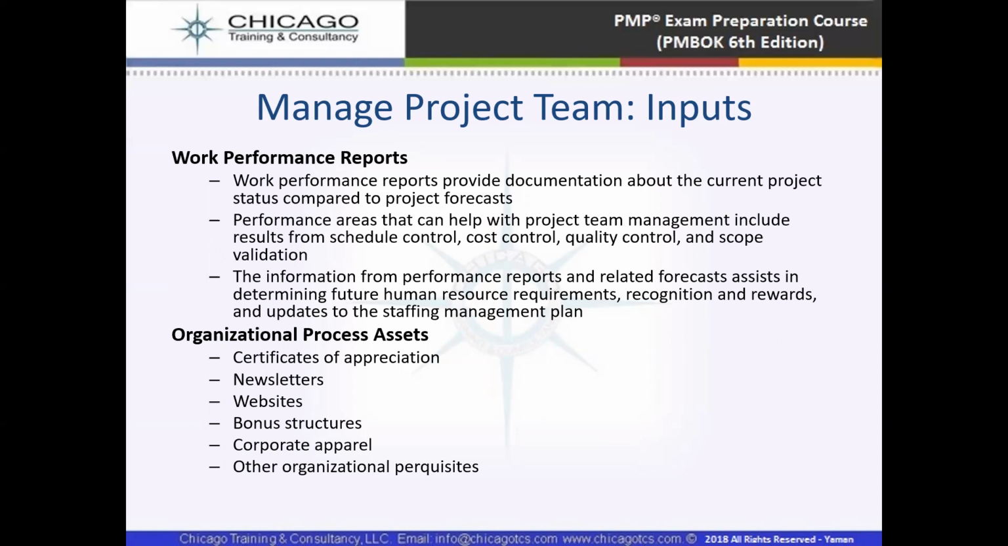The performance areas that can help with project team management include results from schedule control, cost control, quality control, and scope validation. Information from performance reports related to forecasts assists in determining future human resource requirements, recognition and rewards, and updates to the staffing management plan. Then we have organizational process assets, like certificates of appreciation, newsletters, websites, bonus structure, corporate apparel, and other organizational perquisites.